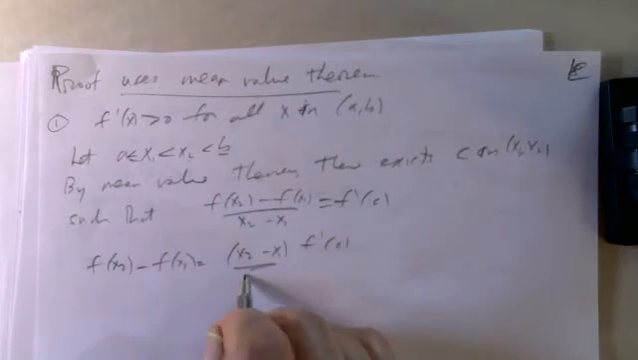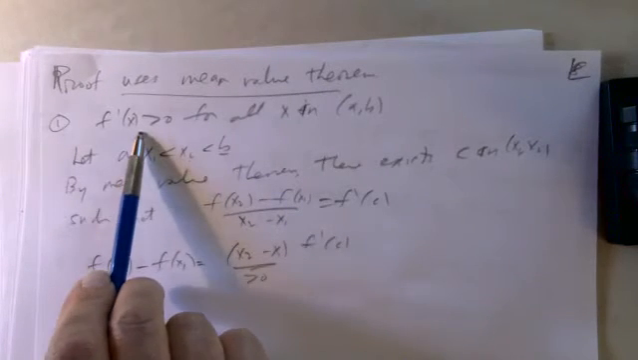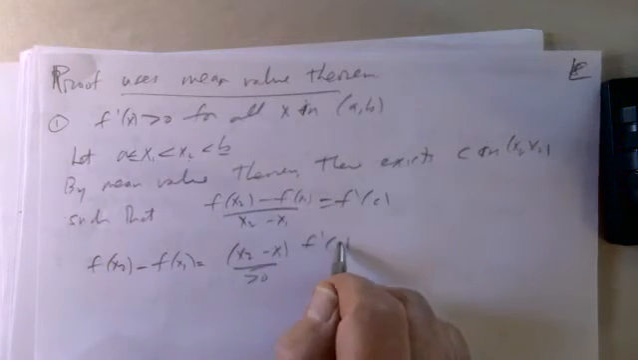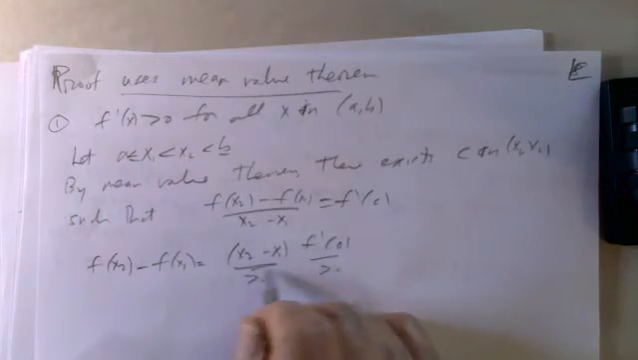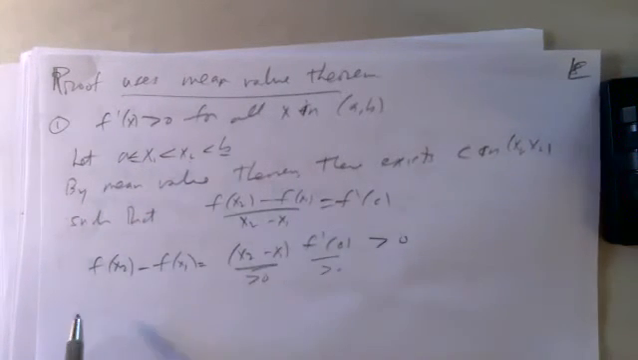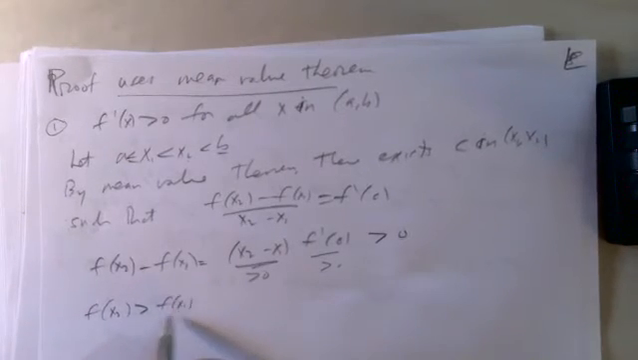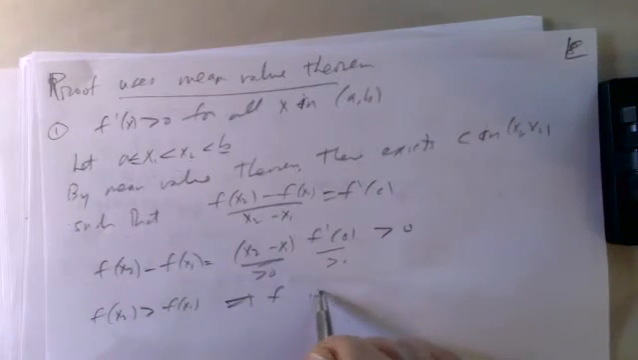x2 is bigger than x1, so this is positive. And our hypothesis is the derivative is positive. So this is positive. Positive times positive is positive. This is a positive number. So f of x2 is bigger than f of x1. So f is increasing.